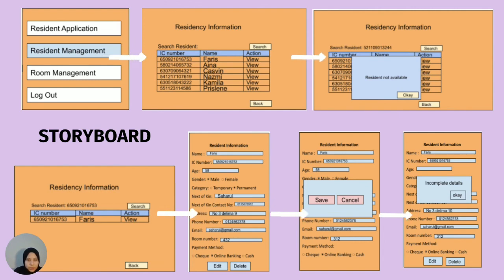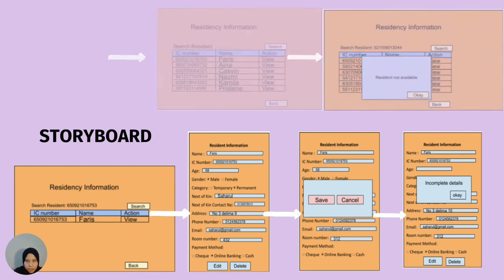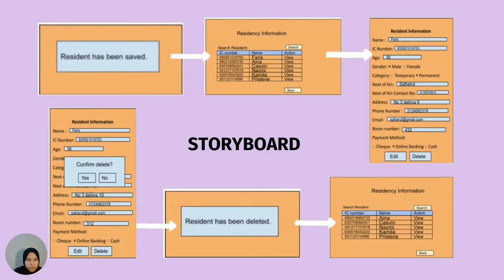So admin or staff click edit and they can edit the details. After that, save or cancel will appear. If admin or staff click save but the details are incomplete, an error message will display "Incomplete details". If it is complete, the system will display "Resident has been saved".